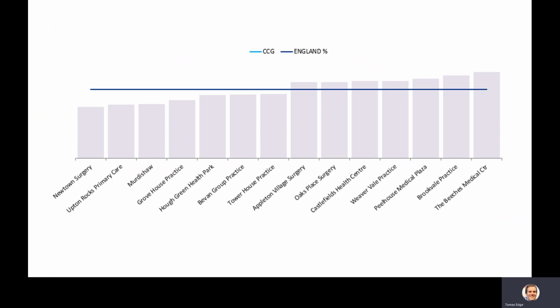Now, this is where we wanted to keep all the practices across the CCG. So there you've got all the Halton CCG practices. We've got a CCG average and an England average. The dark blue line is the England average, and the CCG average is hidden by that because it's very similar. So that's why you can only see the dark blue line.